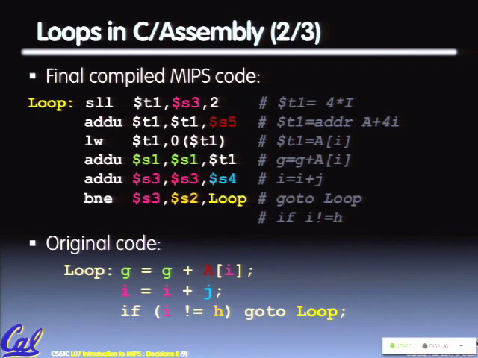Then this is i because i plus j, and then this is branch not equal. If i is not equal to h, which is these guys not equal, go to loop. Branch not equal, go to loop. I'm done. So these 3 lines became 6 lines of MIPS, but hopefully not too bad.